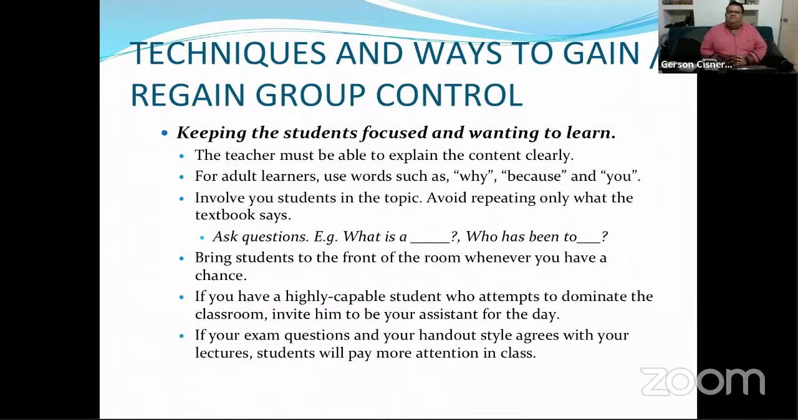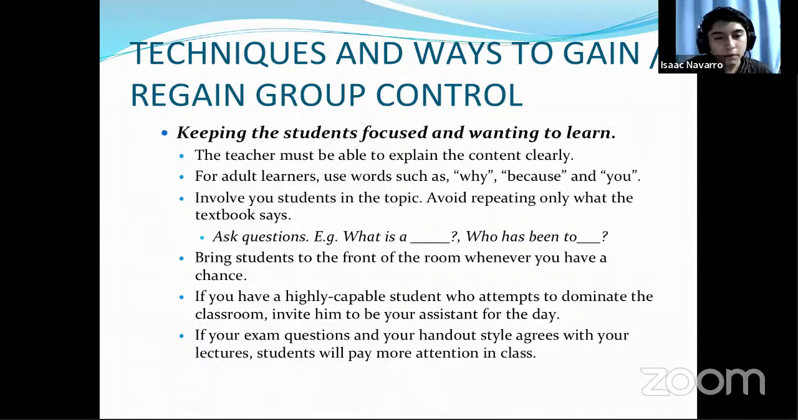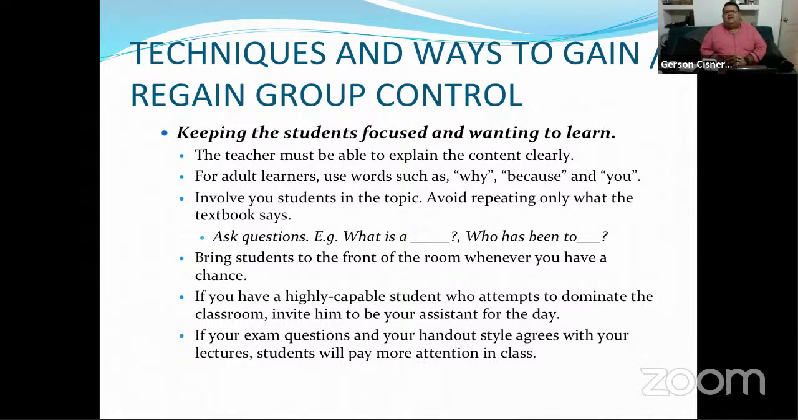Number one, Isaac. The teacher must be able to explain the content clearly. Very good. The teacher must be able to explain the content clearly. Simple as that. Right? We discussed it a moment ago. Next one, Josué. For adult learners, use words such as why, because, and you. Very good. I would go beyond this premise and say for every learner. Okay? Use why, because, give a short explanation. In other words, be respectful in your petitions.